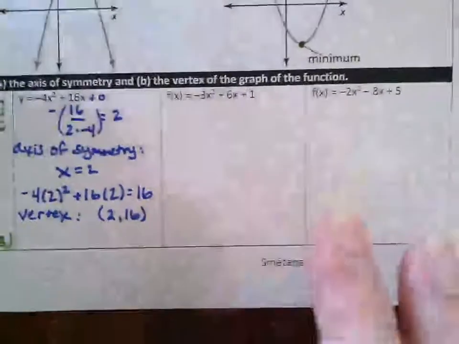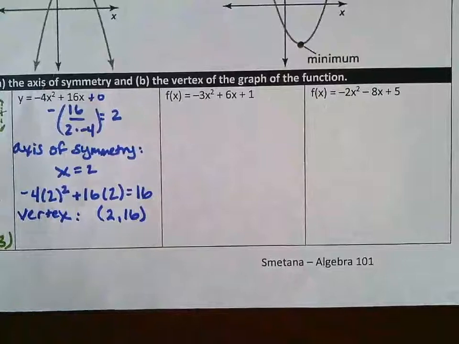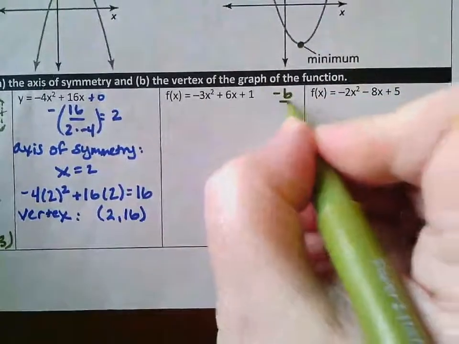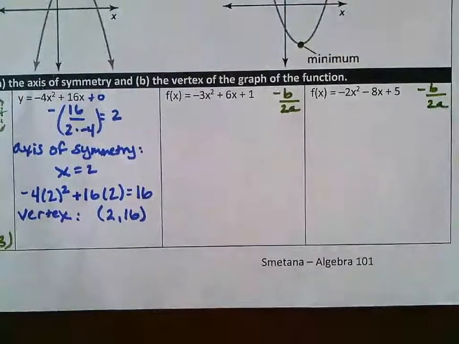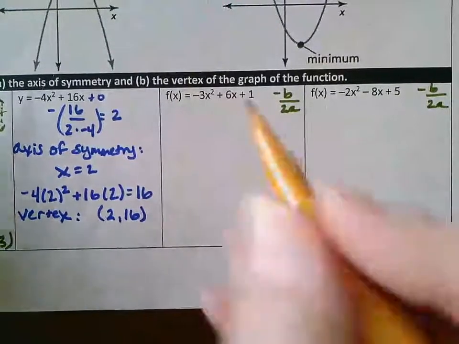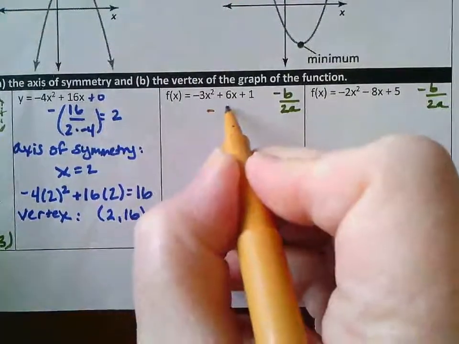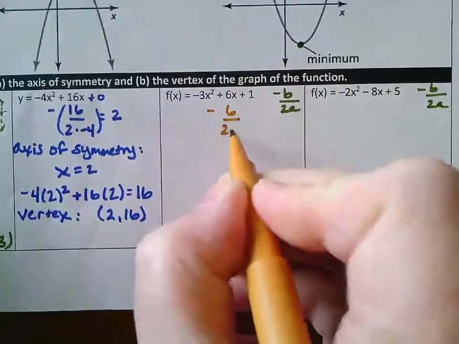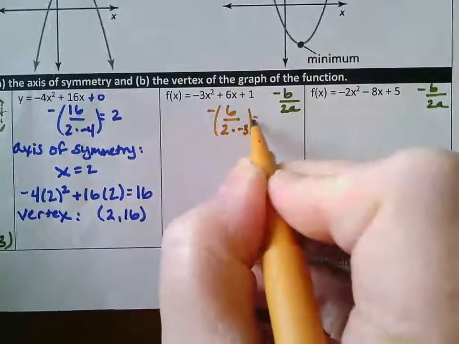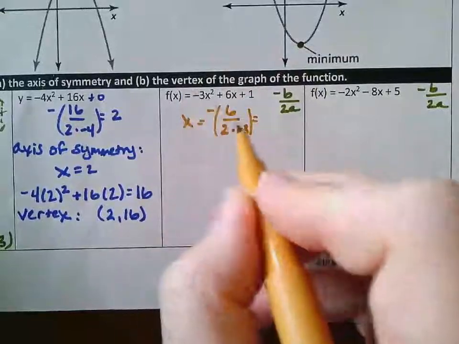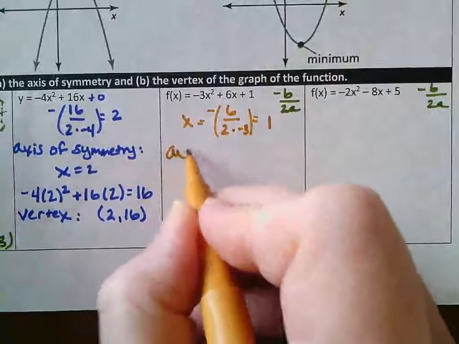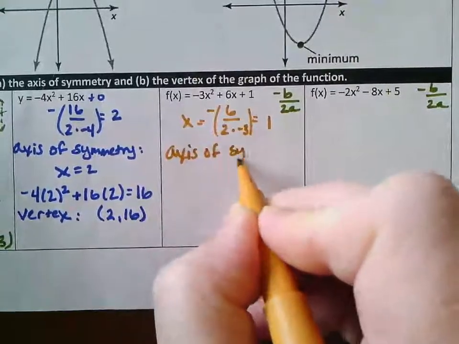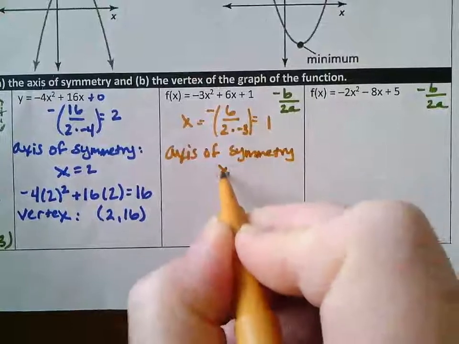Let's try it again. The more you do this, the better you get at it. So I'm going to write that -b over 2a, -b over 2a, right there so that you guys can see it, because I can zoom in better that way. So here's your b, so -6 over 2 times -3. So when you get done with all that, you get 1. And so your axis of symmetry, x equals 1.